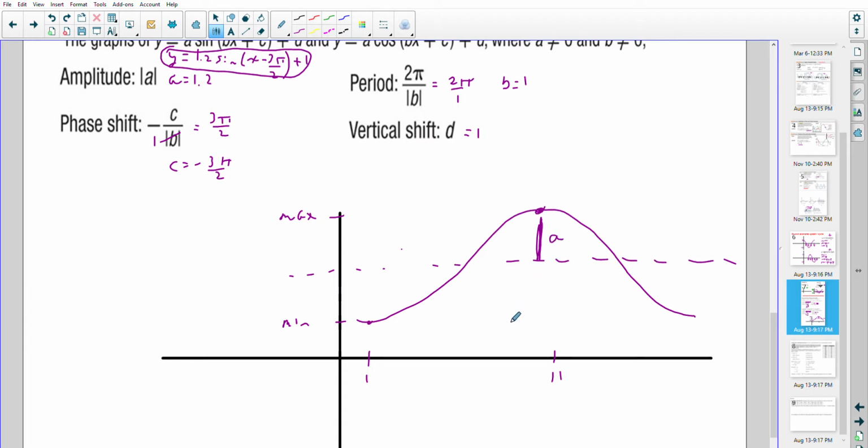Your period is going to be twice this, so the period is going to be this length and this length. So you would double 10 to get your period, and therefore you can get your B. And so now you have your A and your B.